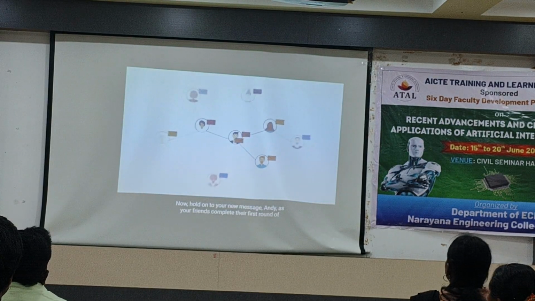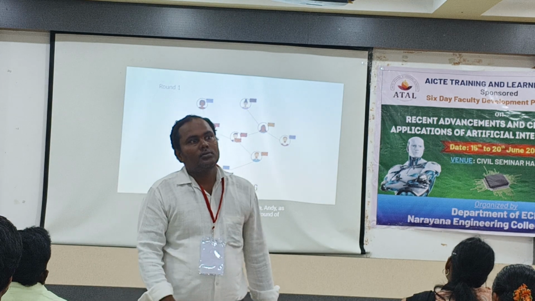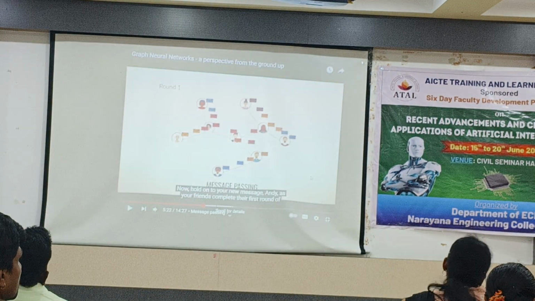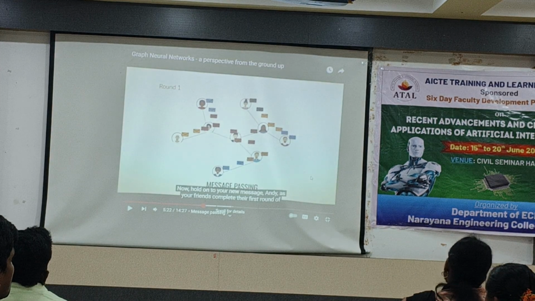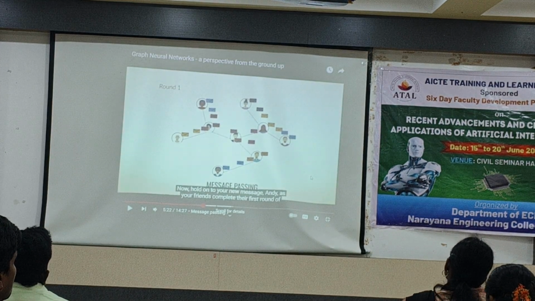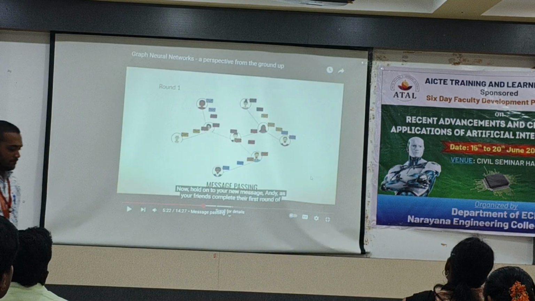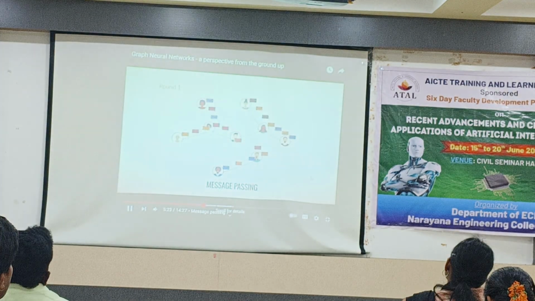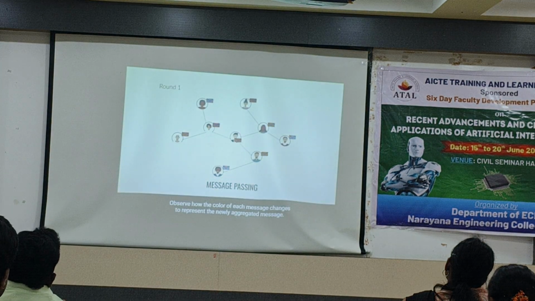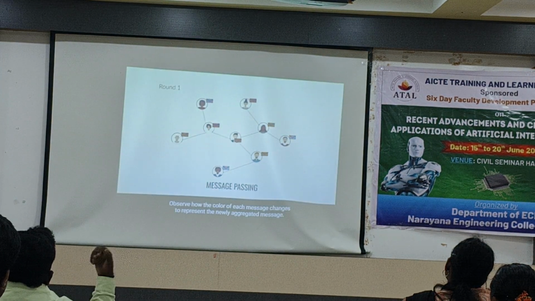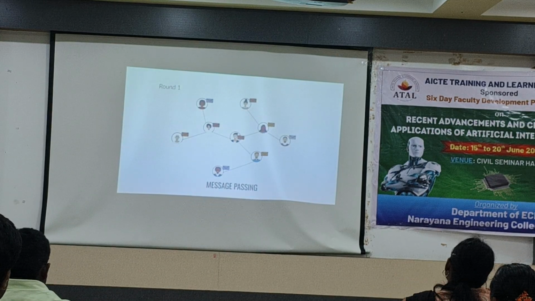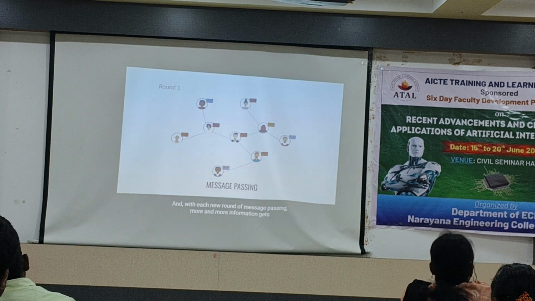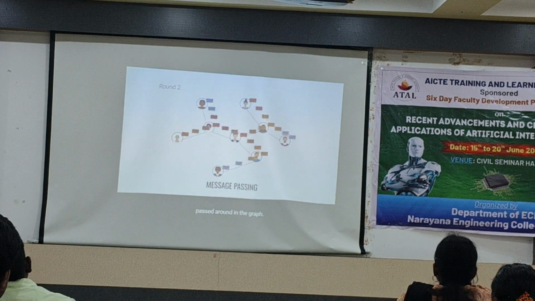Now, hold on to your new message, Andy, as your friends complete their first round of message passing. Here, the message passing is similar to the data that we pass on to the system, because the 0 or 1 we pass from register to register. Observe how the color of each message changes to represent the newly aggregated message. And with each new round of message passing, more and more information gets passed around in the graph.